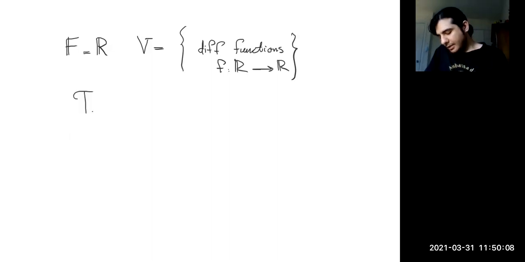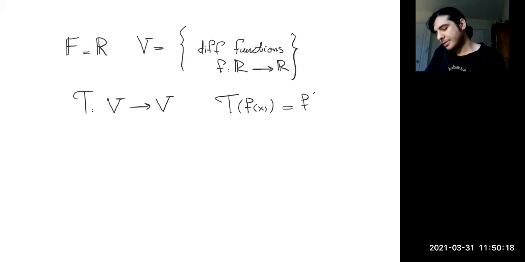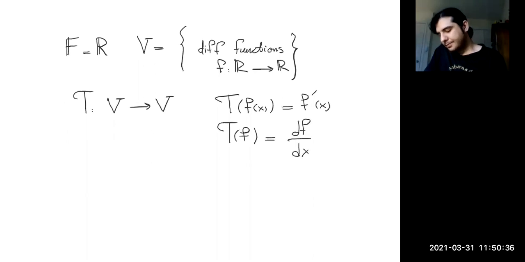And let's define this linear map T from V to V. Let's define T of any function f of x. Let's define it to be f prime of x. Okay, so maybe a better way to write this is that T of any function f is the derivative of f, df with respect to dx. So this is a linear map. We can check that it preserves the linear structure.